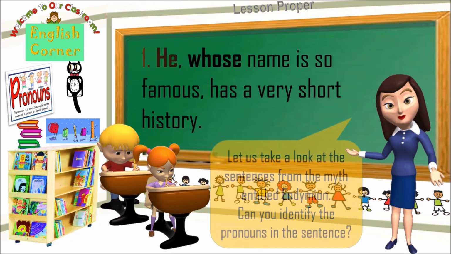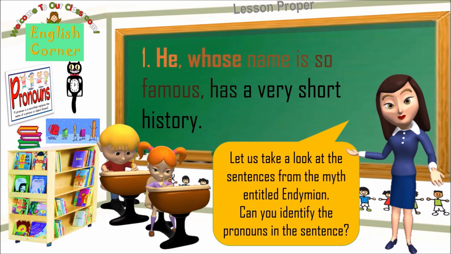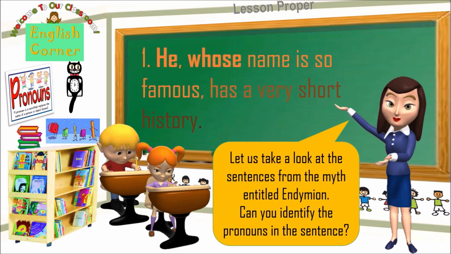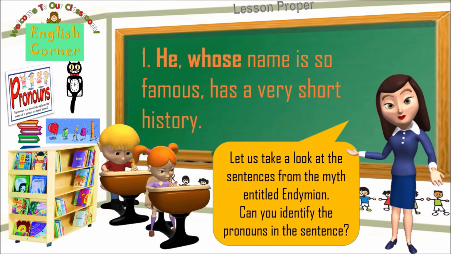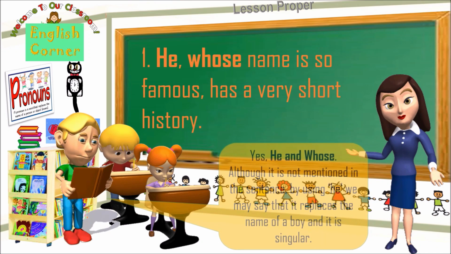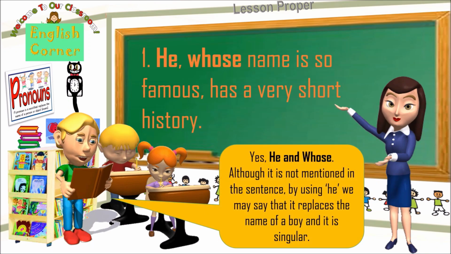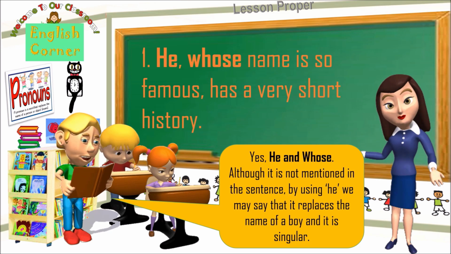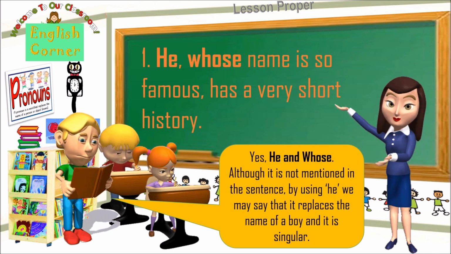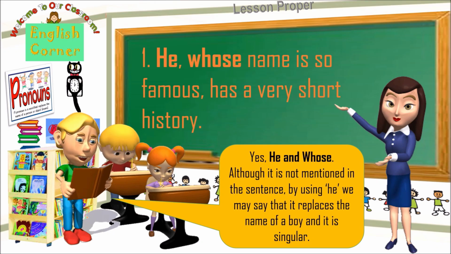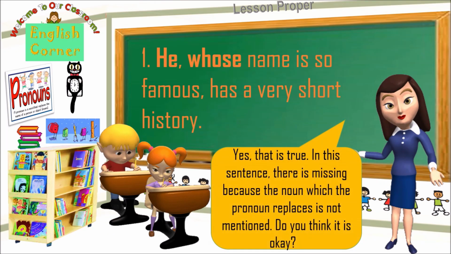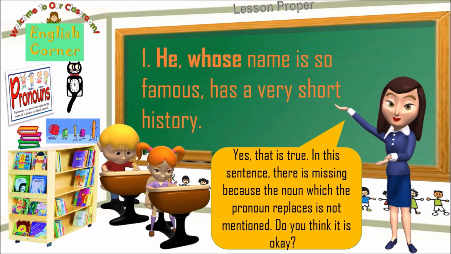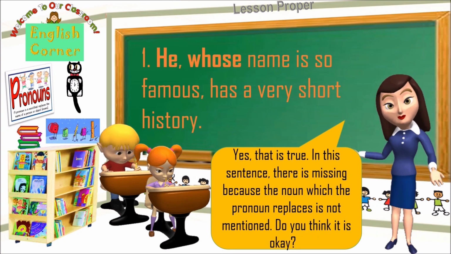Let us take a look at the sentences from the poem entitled Endymion. Can you identify the pronouns in the sentence? Yes, he and whose. Although it is not mentioned in the sentence, by using he, we may say that it replaces the name of a boy, and it is singular. Yes, that is true. In this sentence, there is a missing antecedent because the noun which the pronoun replaces is not mentioned. Do you think it is okay?